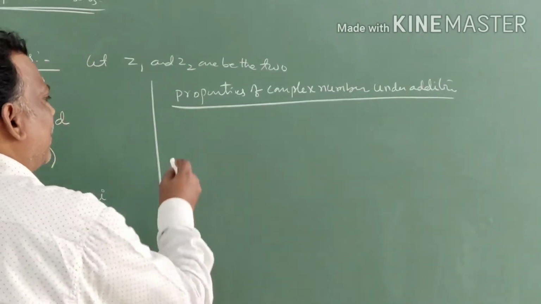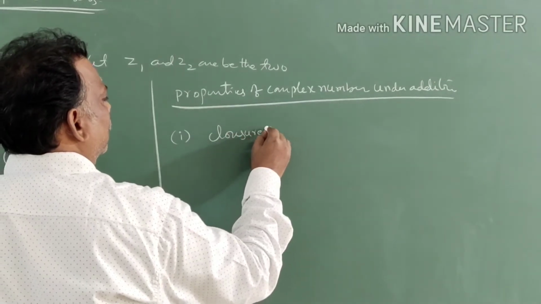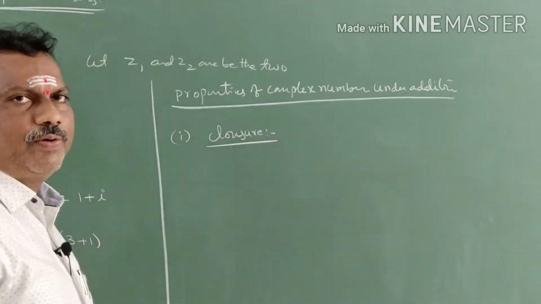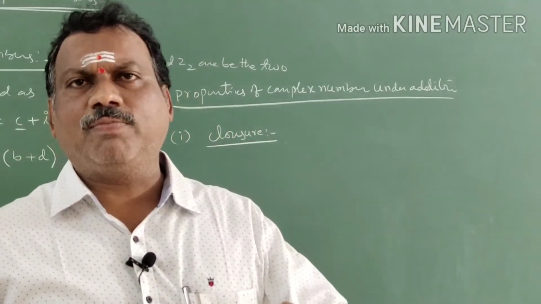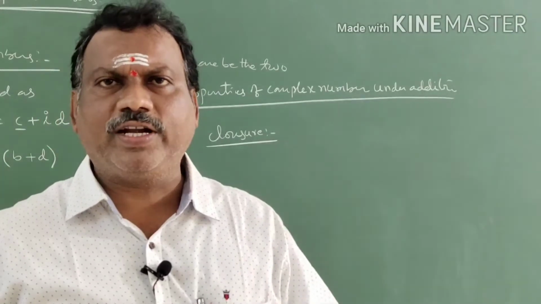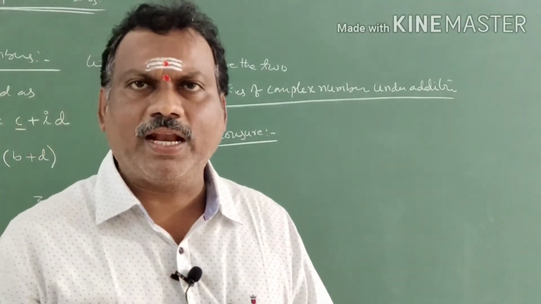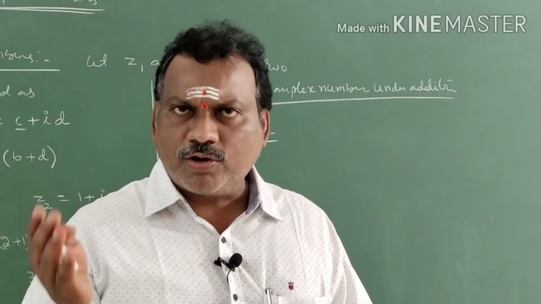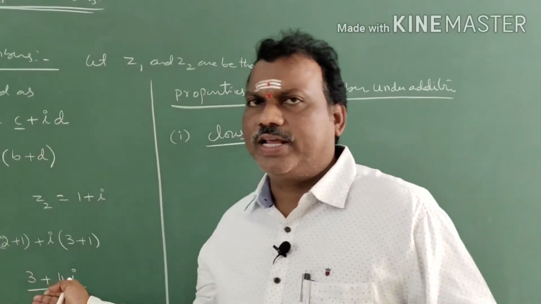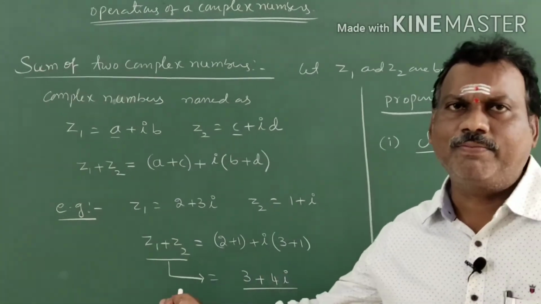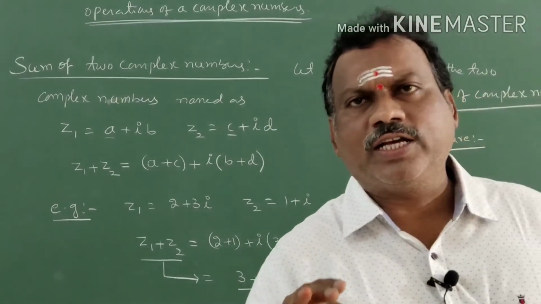First one, we will discuss closure. What is meant by closure property? In the lower classes you learnt, if you take any two natural numbers or any two real numbers, and their sum is also a real number, then it satisfies closure. Like that, if you take any two complex numbers, their sum is also a complex number. Already we showed here. If the sum of two complex numbers is again a complex number, then it obeys the closure law.